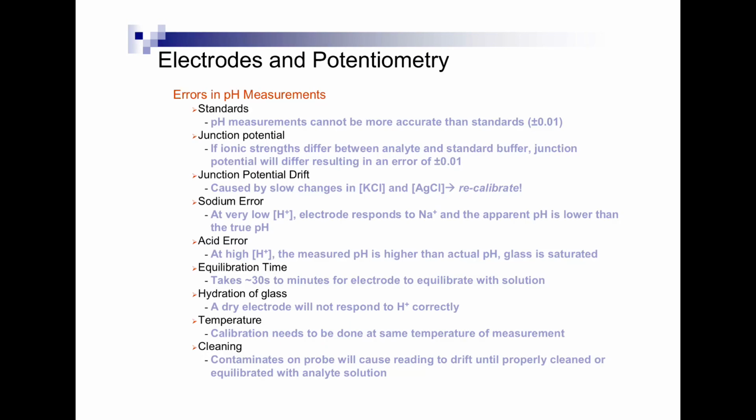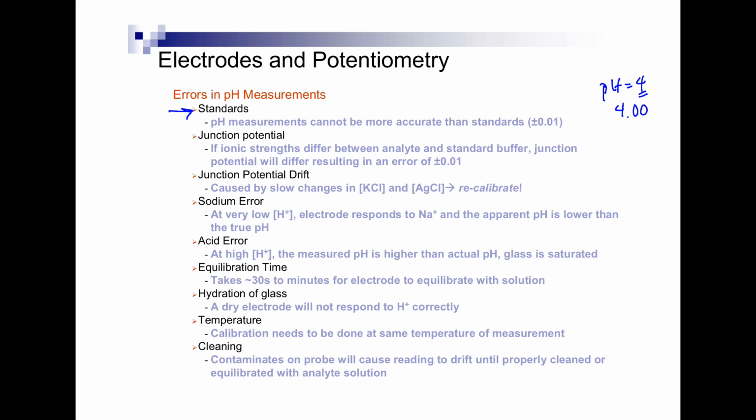Now, thinking about the way our glass electrodes, our pH electrodes, are made, there are some errors that are inherent in the system, so I just wanted to talk about those. One of the first ones is about your standards. If the standard buffers that you're using aren't very accurate, say one is labeled as pH 4 instead of pH 4.00, if you only know your standards to the ones place, your pH measurement can only be accurate to the ones place.